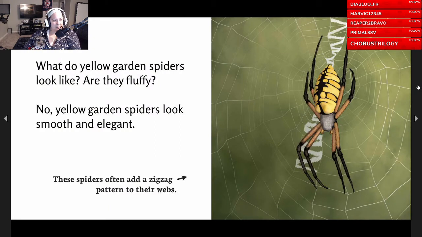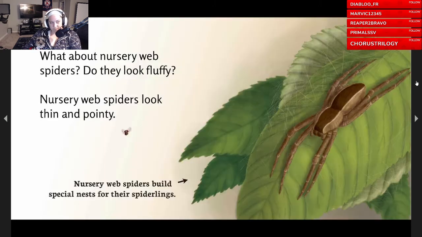Well, whoa. What do yellow garden spiders look like? Are they fluffy? No. Yellow garden spiders look smooth and elegant. These spiders often add a zigzag pattern to their webs. Very fancy. What about nursery web spiders? Do they look fluffy? Nursery web spiders look thin and pointy. Nursery web spiders build special nests for their spiderlings.